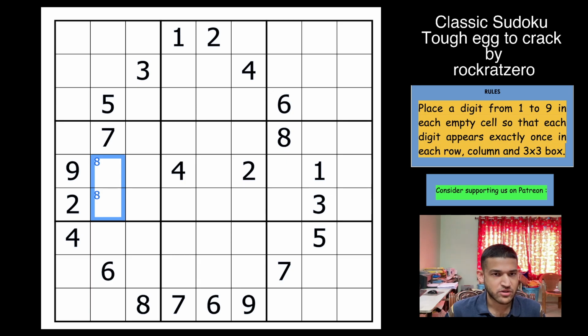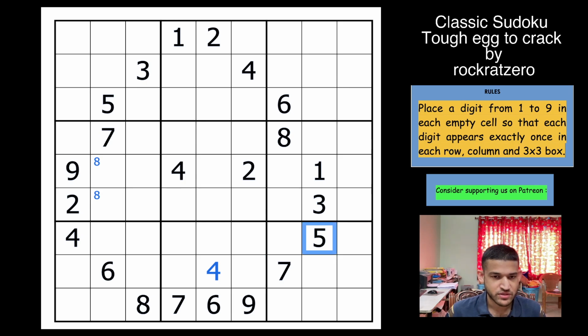Looking at the 8s now, there's not much information with 8s. Okay, let's look at something. 4s maybe. 4 is not here or here, so 4 goes here. And that gives you a 4, right? Okay. And other boxes have many options for 4. Let's look at something else.